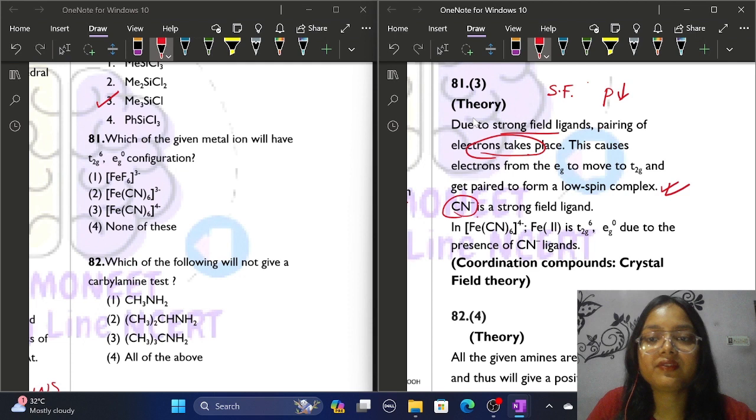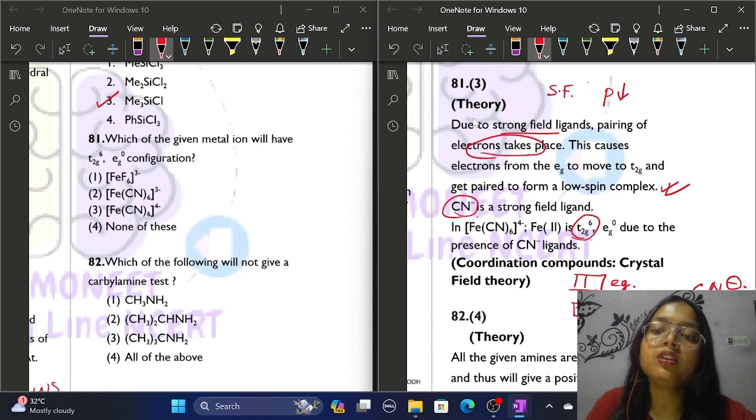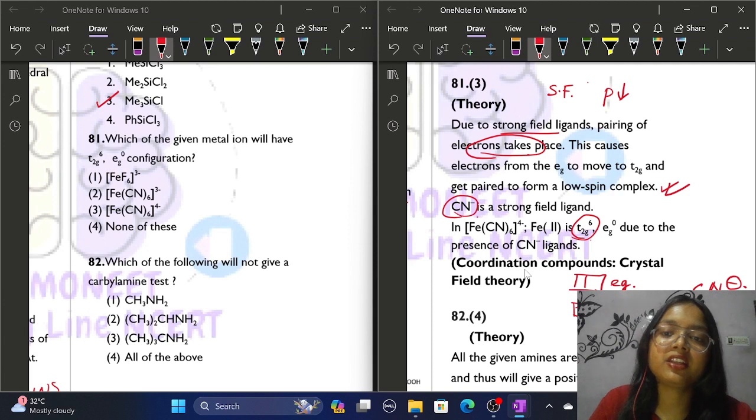Here CN is a strong field ligand. So if CN is a strong field ligand, then the electrons will first get paired up in the t2g orbital. Okay. So like this it is there, right? This is the t2g and this is the eg. So there are 6 CN ligands. So the electrons will get occupied first in the t2g orbitals, okay? Because the pairing energy is low, therefore it will not go in the eg orbitals first. So this type of configuration, t2g6 and eg0, is given by [Fe(CN)6]4-. Okay?